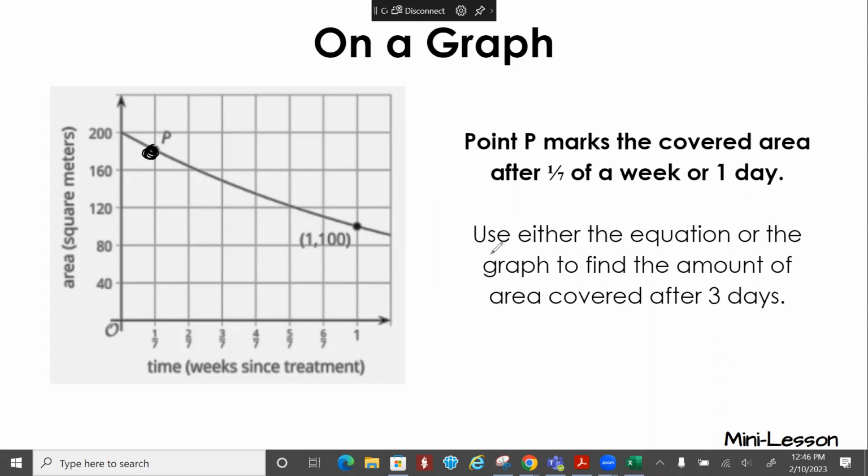Use either the equation or the graph to find the amount of area covered after 3 days. So after 3 days, it's going to be roughly like 150-ish. But how would we go about solving that for the equation? Okay, so we would do 200 times 1/2 raised to the 3/7.